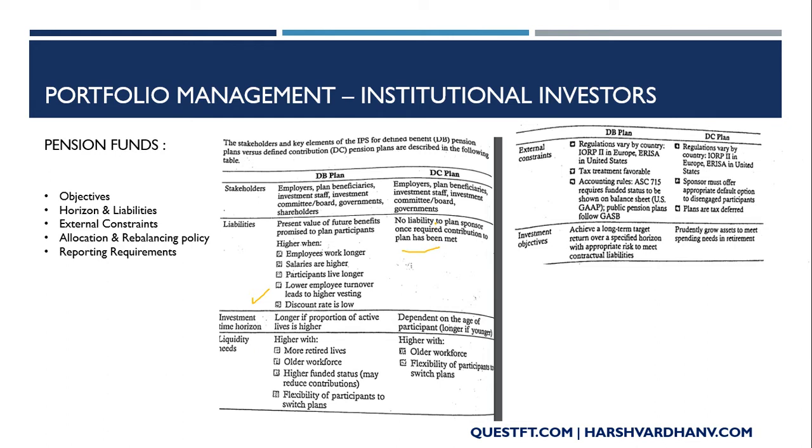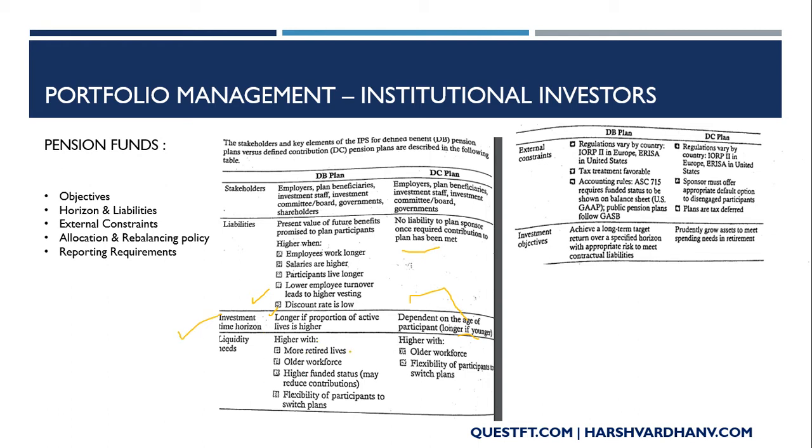In the DC plan, no such liability we discussed. To the plan strategy, only the contribution, the person who's making the contribution, employees like me and you, are at risk, though they have the liability. Investment time is always longer, depending on the age of the participant, longer if younger, but it's generally longer. For the exam, just remember it's longer.